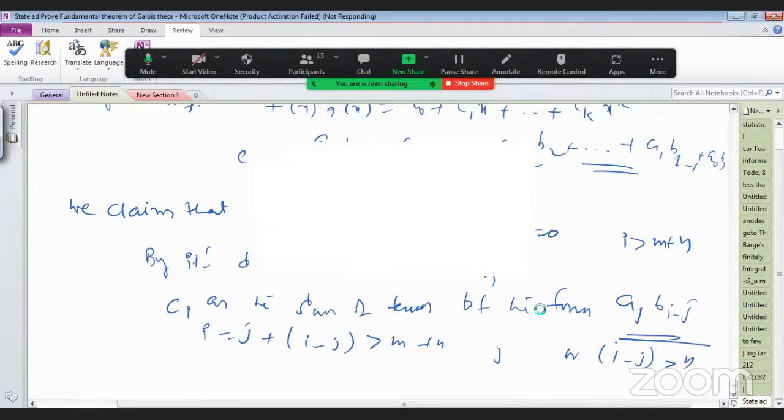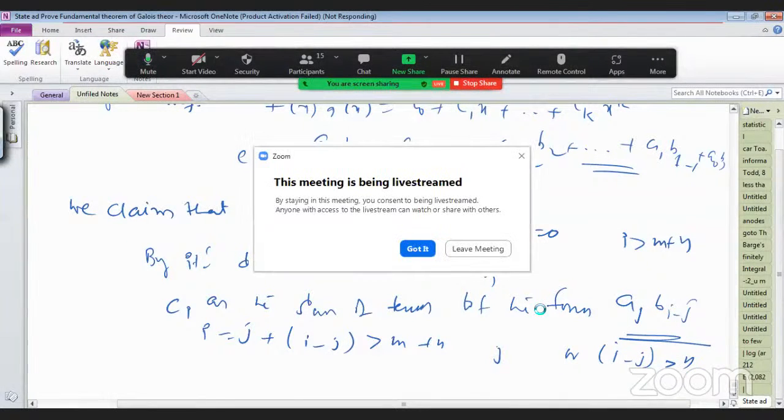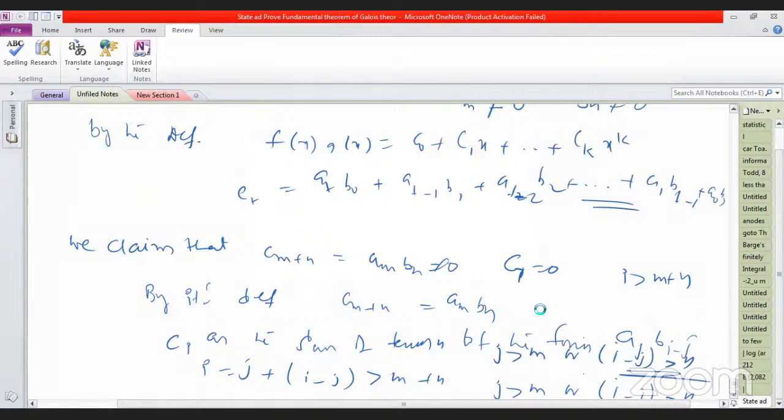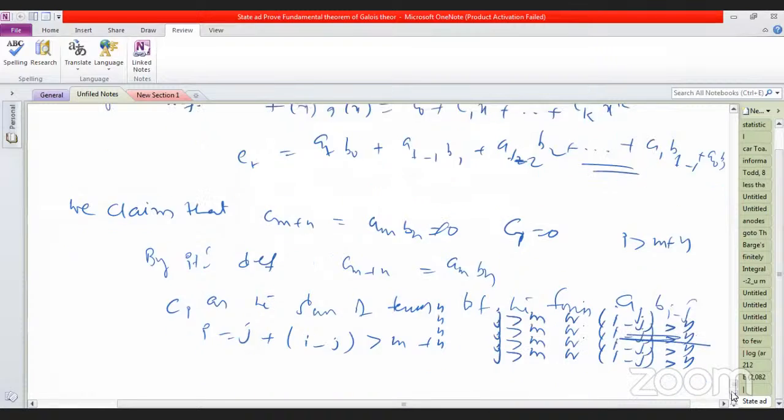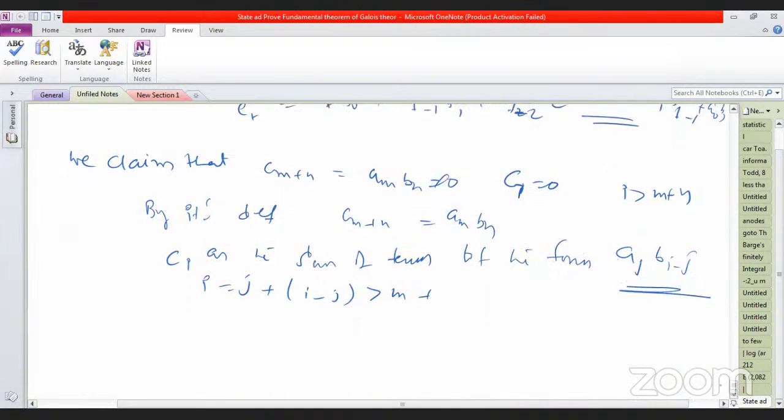And so therefore we have to write here, then we can write here a_j or b_{i-j} is 0, so that a_j b_{i-j} is equal to 0. So c_i is the sum of the zeros. So therefore c_i is equal to 0.